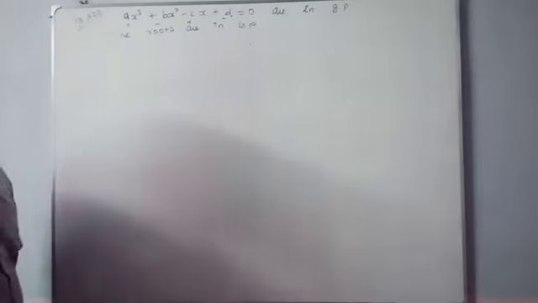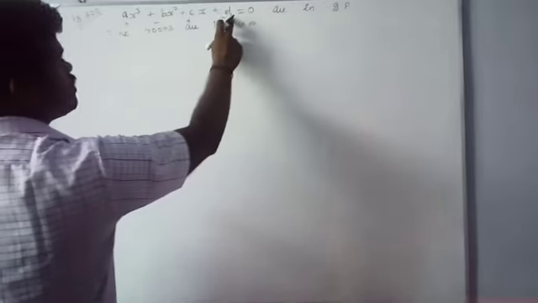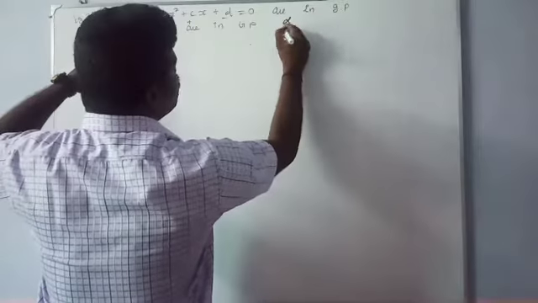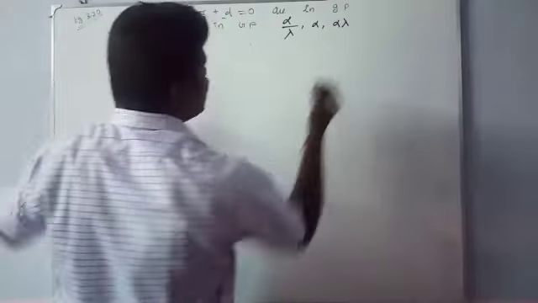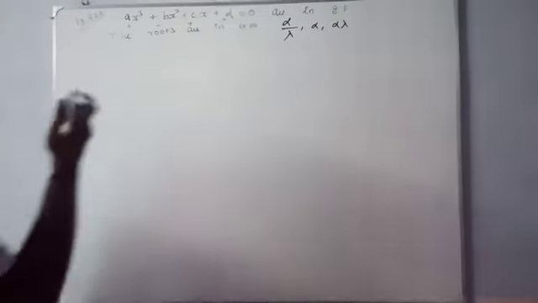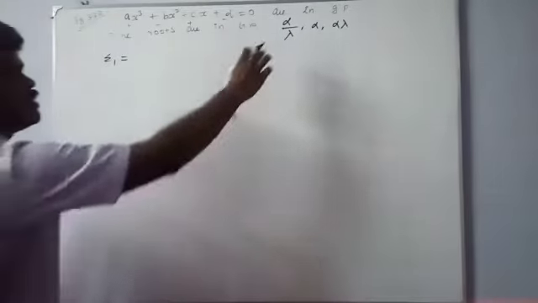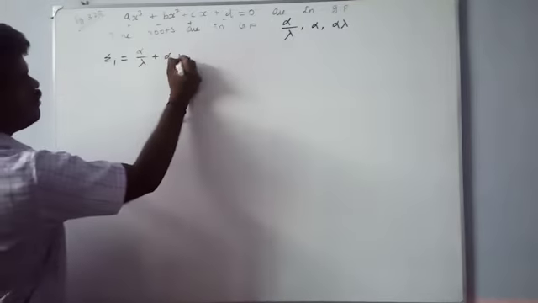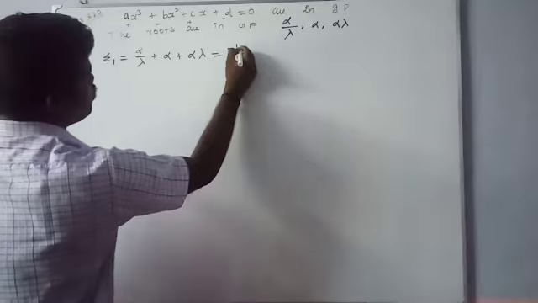Now example 3.20. The equation ax cube plus bx square plus cx plus d equal to 0 has roots in GP. The roots are in GP. So what are the roots? Alpha by lambda, alpha, alpha lambda. These are the three roots. Now summation 1. Summation 1 means what? Sum of the roots. Alpha by lambda plus alpha plus alpha lambda, which is equal to minus b by a.